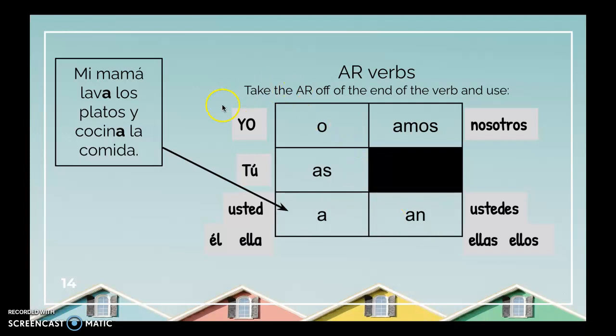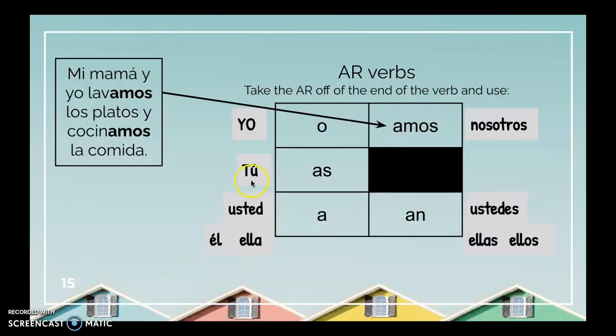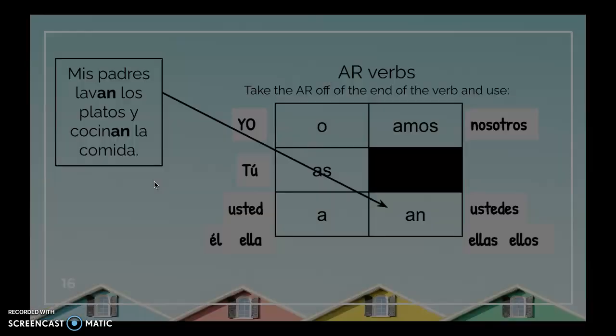So for example, mi mamá lava los platos, there's a she, y cocina la comida. If it was me, I would say yo lavo los platos, yo cocino la comida. Mi mamá y yo, we lavamos, we use the amos now. It's not just my mom, it's my mom and I. So that's a we. Lavamos los platos y cocinamos la comida.